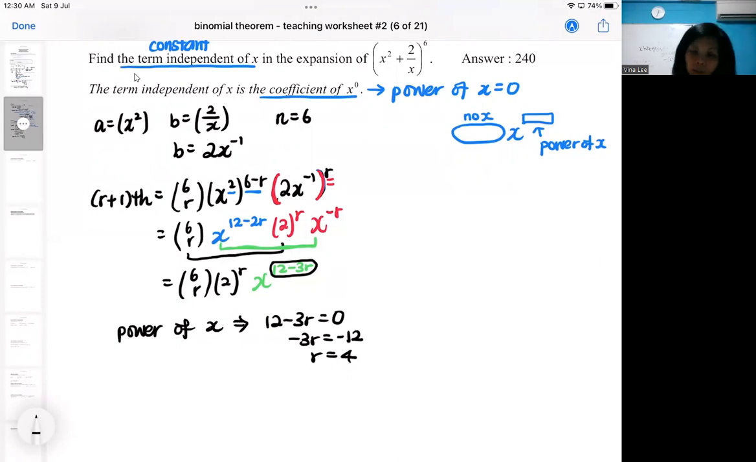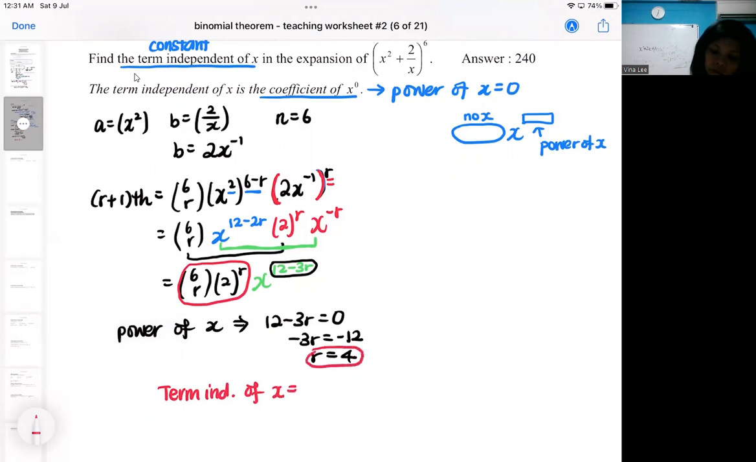And where is the term independent of x? Again, you are going to put this into the coefficient part. So for the term independent of x, you put the r that you found from power 0. And you punch the calculator. Because it doesn't have x, the moment you put it in and punch the calculator, that will be the coefficient.